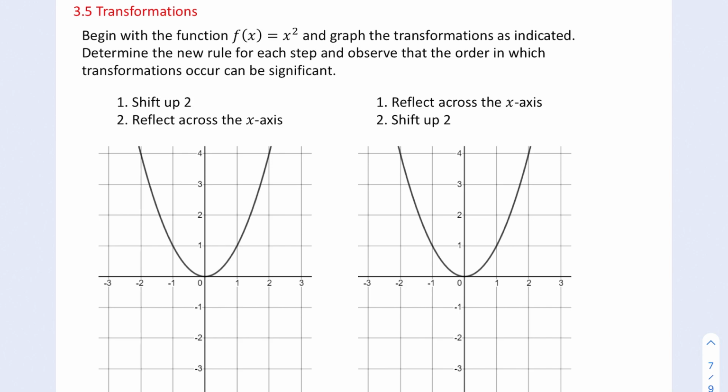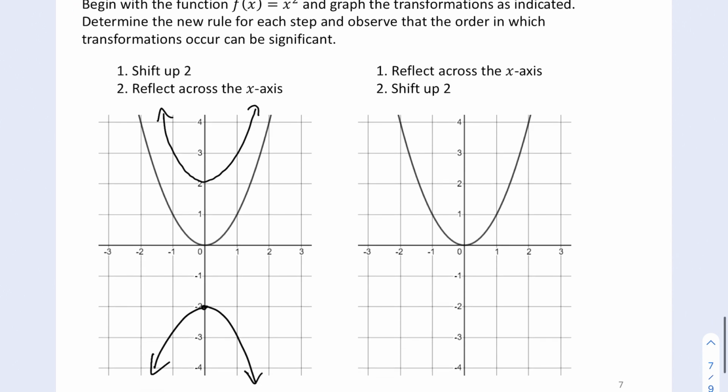For example, let's do the shift up 2 first. So move everything up 2. We're going to have a parabola in here like this. And then reflect across the x-axis. Well, the x-axis is down here. And I'm reflecting this one, not the parent. So reflect after you've done the shift up. If you take the shifted up parabola and then reflect that across the x-axis, you're going to wind up with this result. I'll just say that this is the final result.